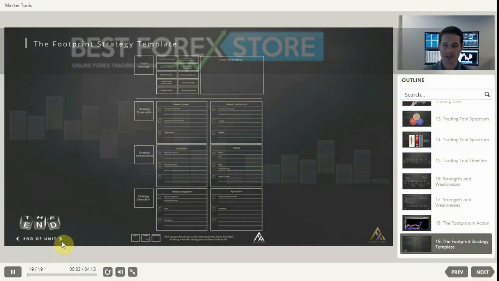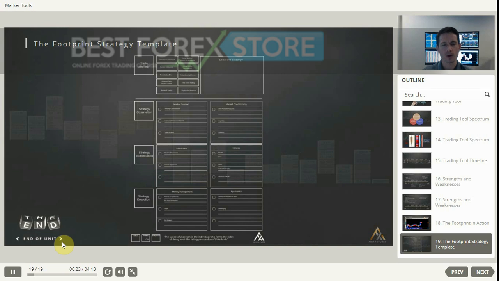I hope now, through seeing that example in action, that you really get a feeling for how the footprint works and how it rotates as the markets are moving live. We've come now towards the end of Unit 1, and I'm going to just briefly introduce you to the template we're going to be utilizing throughout Units 6 to 15.